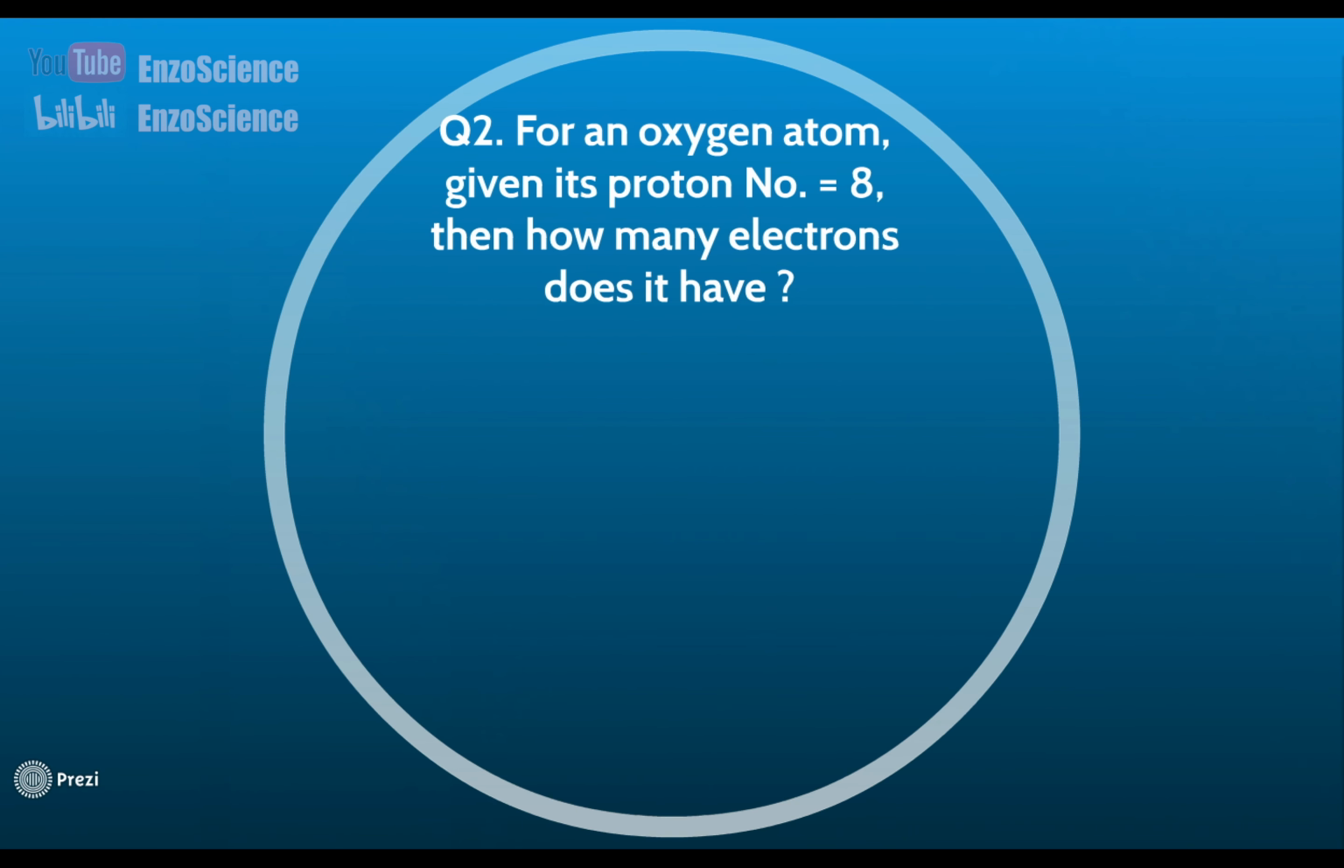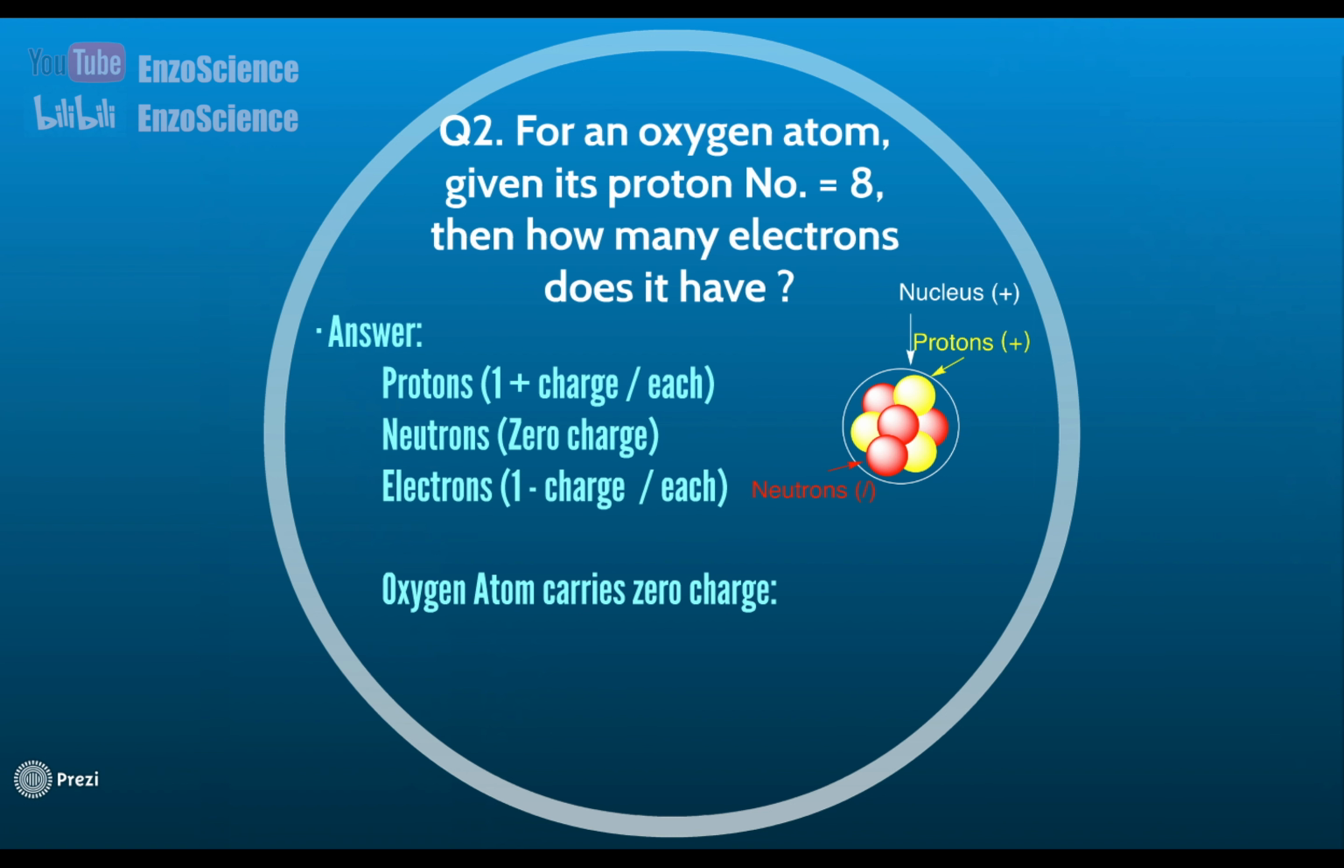Cool. Now question 2 asks, for an oxygen atom given its proton number as 8, how many electrons does it have? In order to answer it, let's recall how many charges each particle can carry. A proton is positive 1, and a neutron is 0. An electron carries negative 1. Because we're talking about an atom, it must be electrically neutral. So the number of protons must be equal to that of electrons, which tells us in this case there are 8 electrons within an oxygen atom.